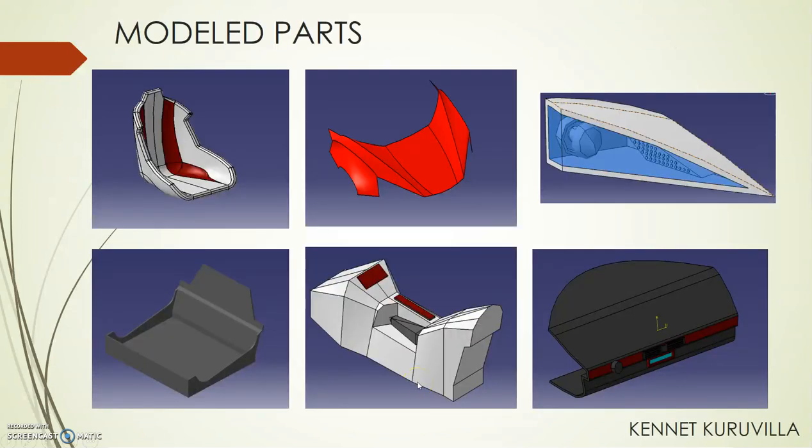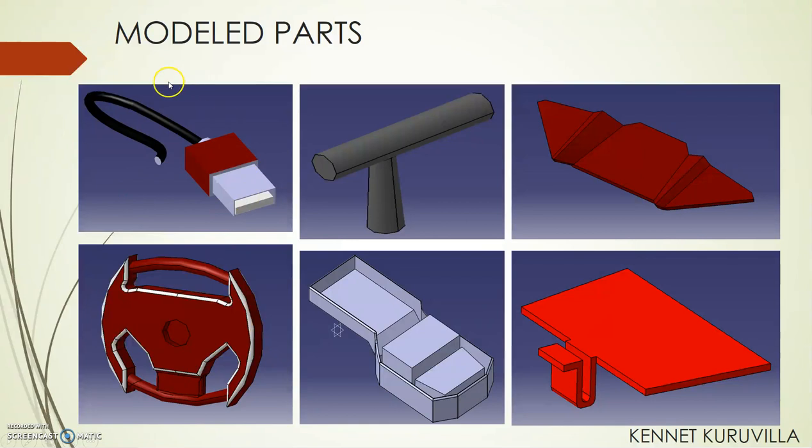So these are just a few of the parts that I had to model for the project. So here is the car seat, the hood, the headlight, the cabin frame, the cabin interface, and the dashboard. There's also the charging cable, the gear shift, the spoiler, the steering wheel, the underframe, and the hatchet.